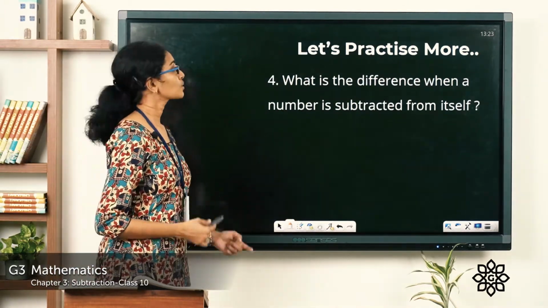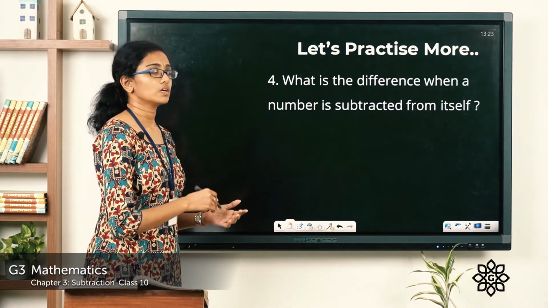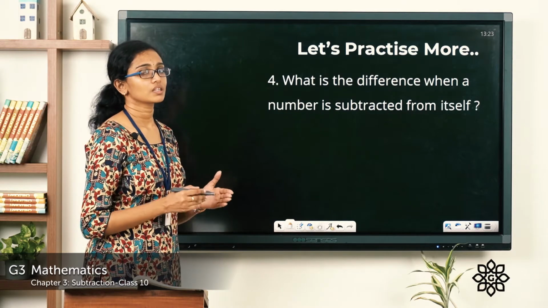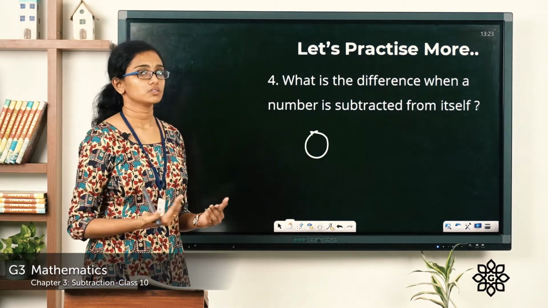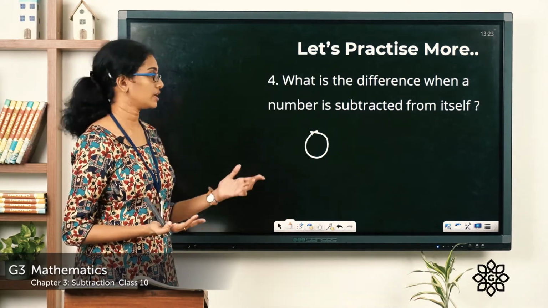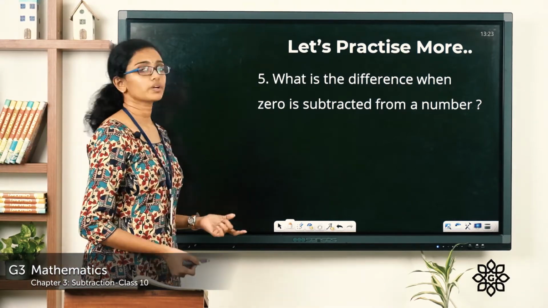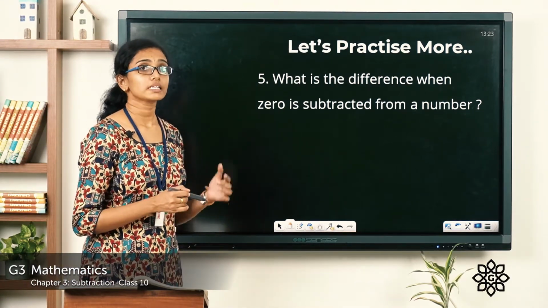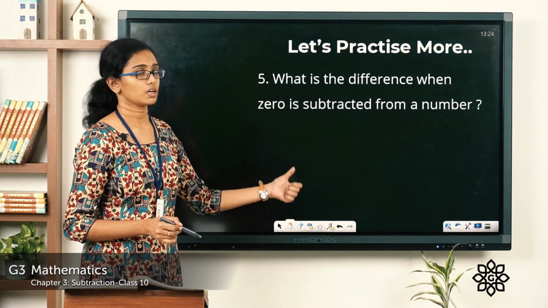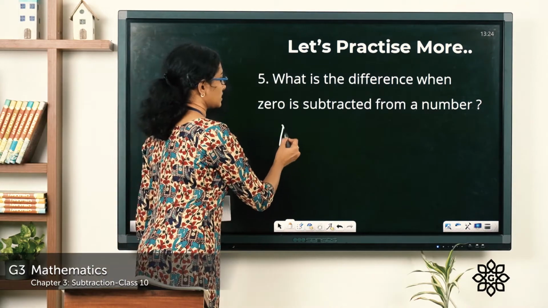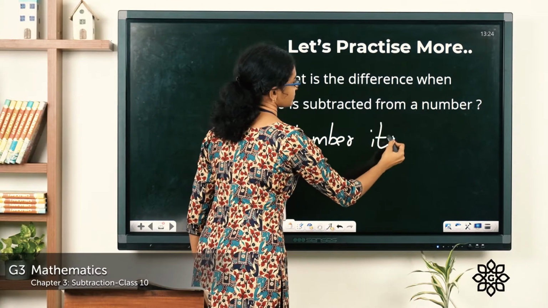See the next question. What is the difference when a number is subtracted from itself? You have learned that when you are subtracting any number from itself, the difference will always be equal to 0, because you are taking away the whole number from the number, right? So, the difference will be 0. What is the difference when 0 is subtracted from a number? You are subtracting 0, which means practically you are not taking away any number from the given number. So, what would be the answer? The difference will be the number itself.